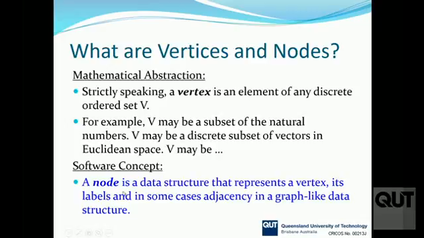So how many people are not familiar with this idea of a node in software? Has everyone done discrete structures? Okay, so basically a node is defined as a structure, and in that structure you have some data that you want associated with that node, and in addition you'll have maybe a list of other nodes this node connects to.